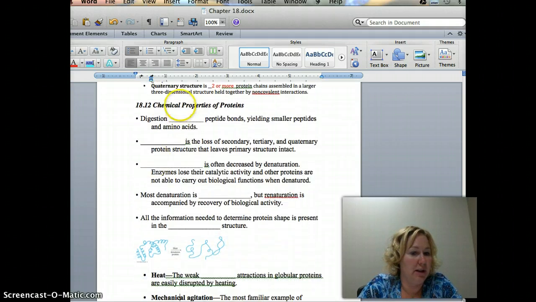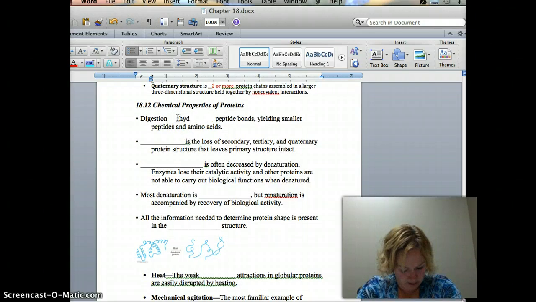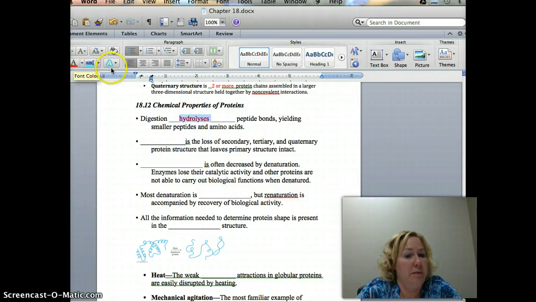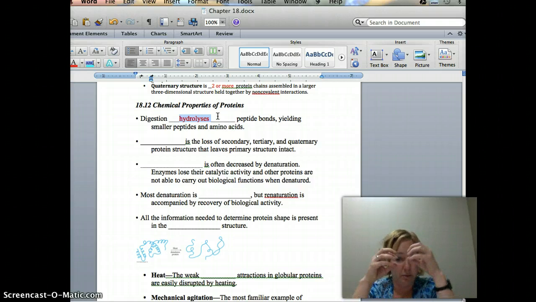Digestion. Let's talk about digestion. Digestion hydrolyzes peptide bonds, yielding smaller pieces. So it breaks it up. So we put them together, and we're just going to break them up. That is digestion.